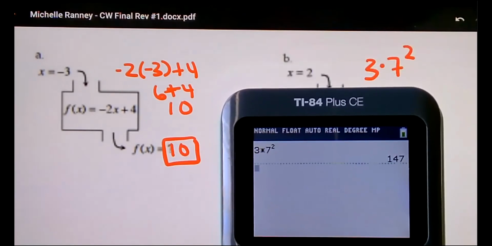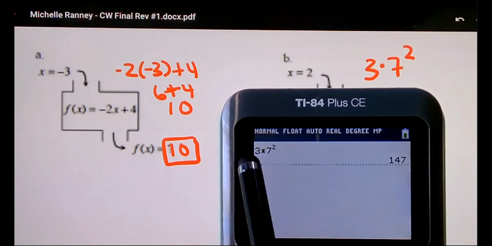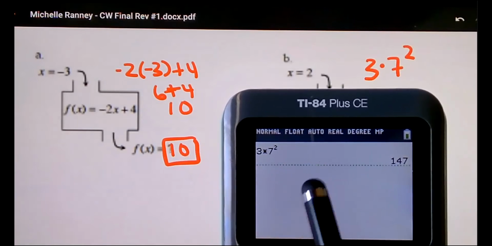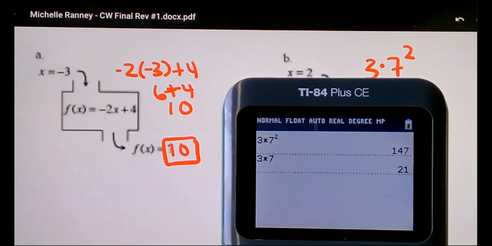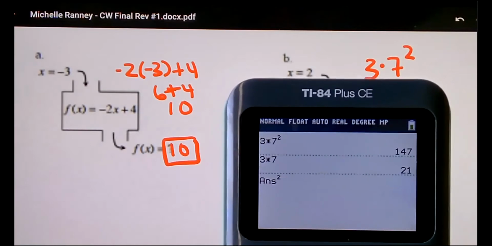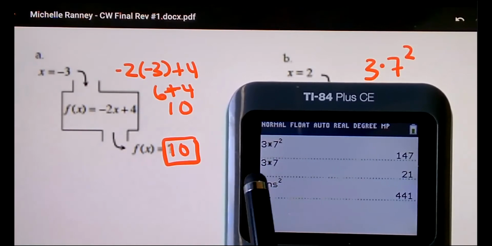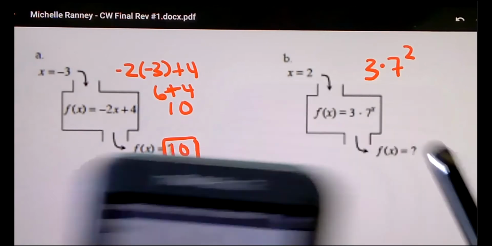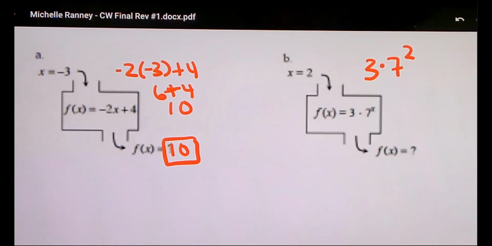It's going to give me 147. Now, if you're typing this in, you want to make sure you type it in like this, or you do the order of operation. Do not go 3 times 7 and hit enter, and then square that. That is not the right order, okay? This would make this into a 21, and the 3 is not being squared, just the 7, okay?